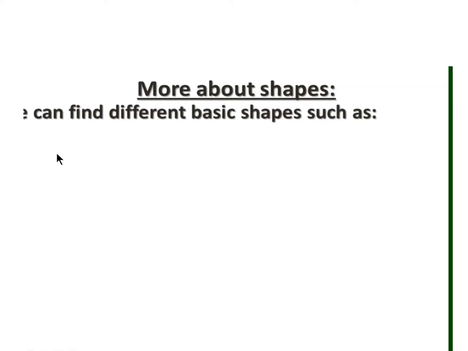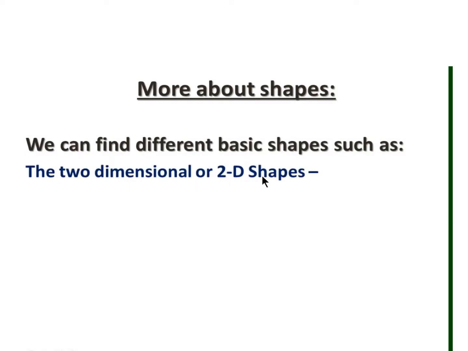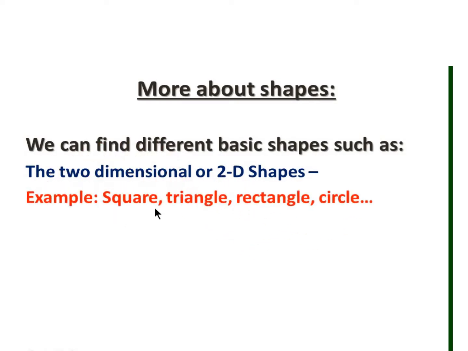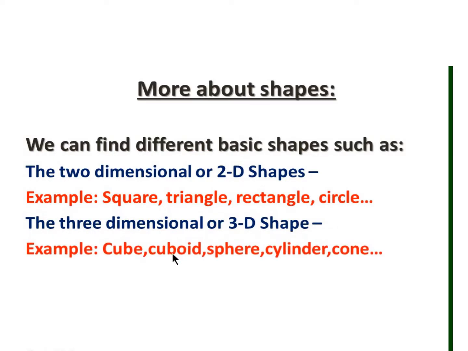See, we can find different basic shapes. Number one is 2D shapes, or you can call them two-dimensional shapes. Examples of 2D shapes: square, triangle, rectangle, and circle. Another one is the three-dimensional or 3D shapes. What are the examples for that? Cube, cuboid, sphere, cylinder, and cone. So now let us start with the 2D shapes.